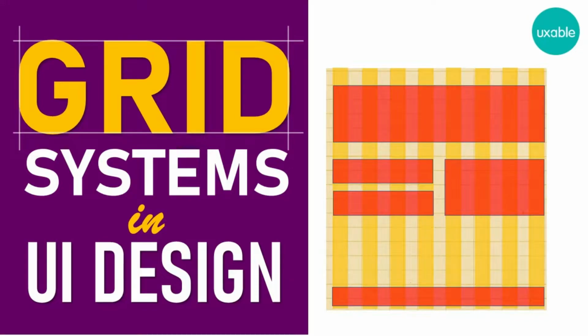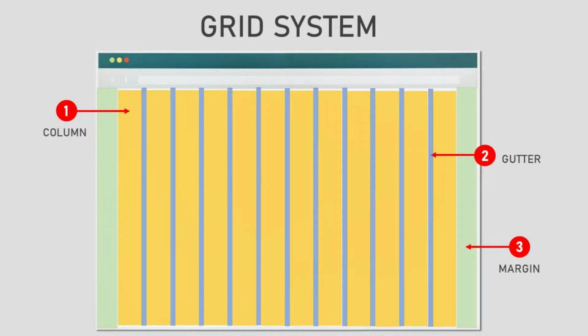Hello friends, in today's video, let's learn about what is grid system in UI design. I'll talk about types of grid system along with examples and benefits of using grids in UI. So let's begin. A grid is made up of columns, gutters and margins that provide a structure for the layout of any elements on a page.